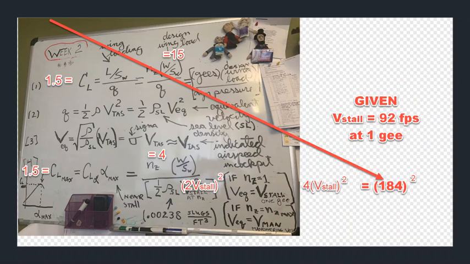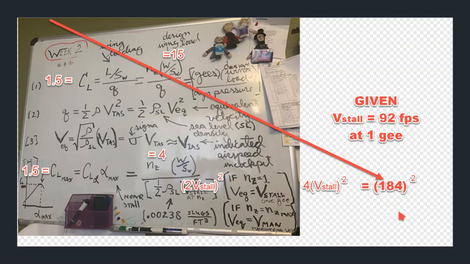So if you put twice the stall speed for 1 G in the denominator, that 2 will come out as a 4 and cancel the 4 G's in the numerator, and that will leave C sub L max, and your velocity will be twice the stall speed at 1 G, or twice 92 feet per second, or 184 feet per second will be your maneuvering speed. Or if the maximum G's is 4 for this airplane, that would be your maneuvering speed.